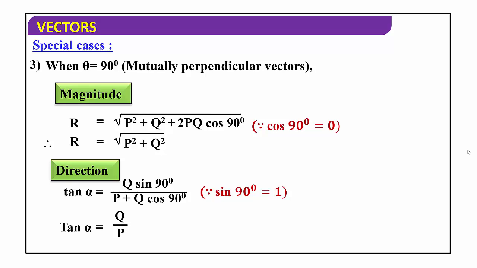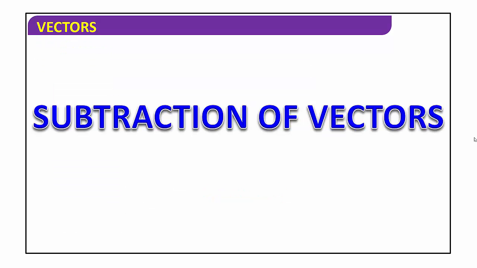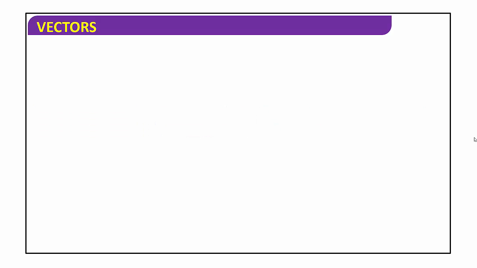So the angle between them is 0 degree. This is all about the special cases related to an expression, magnitude and direction for two concurrent coplanar vectors using parallelogram law of vector addition. Now we can study the next part of this chapter, and that is subtraction of vectors.